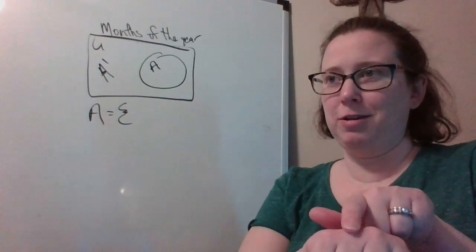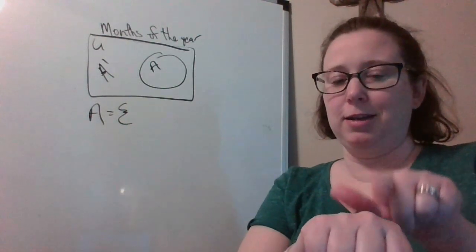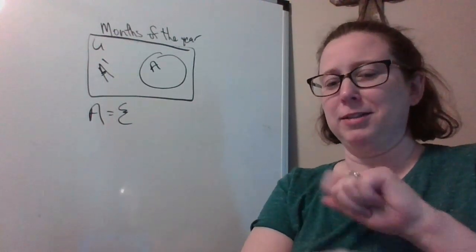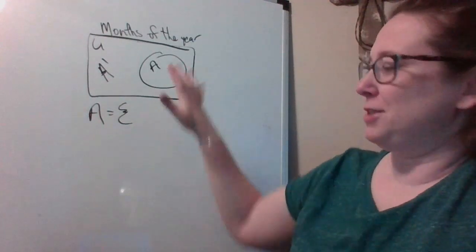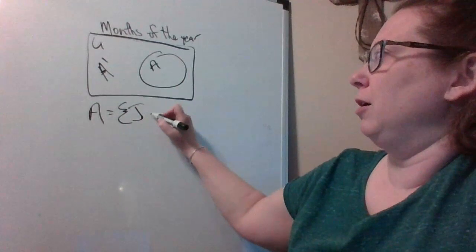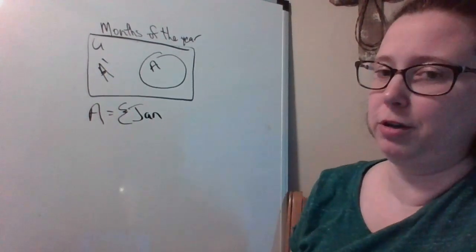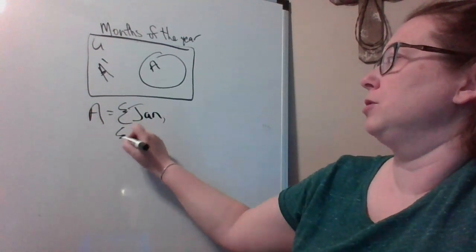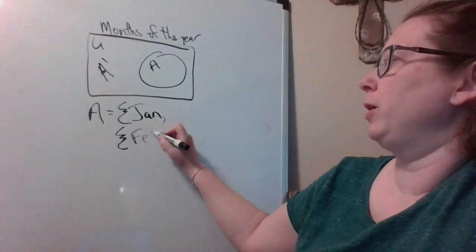October has 31, November does not, and December has 31. I hope I have just blown your minds. When we do this, then we can list out our months that have 31 days. So January does, I'm going to go ahead and do this one at the same time. February does not.